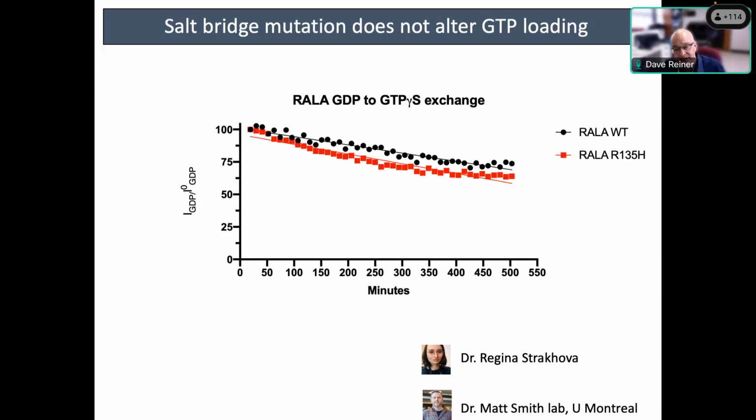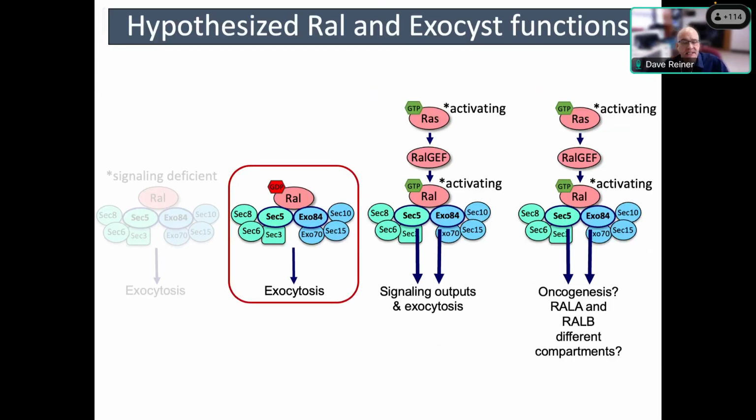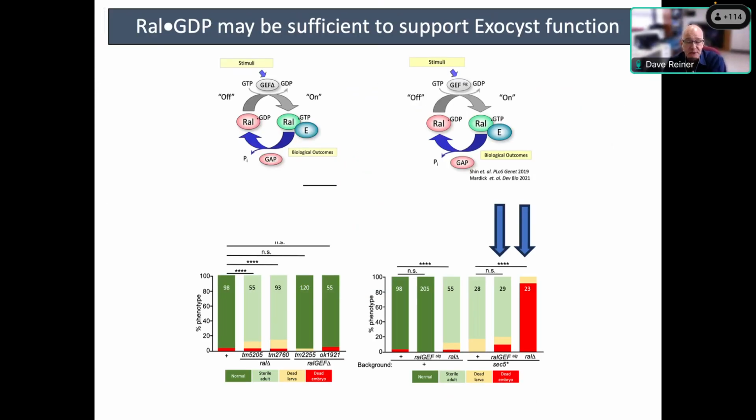Next slide, please. And so the next story will be pretty brief, is that we think GDP-RAL is actually sufficient to function in the exocyst. That is, you don't need upstream activation. It's just there as an anchor. Next slide, please. And this is simply because the GEFs are non-essential and RAL itself is essential.